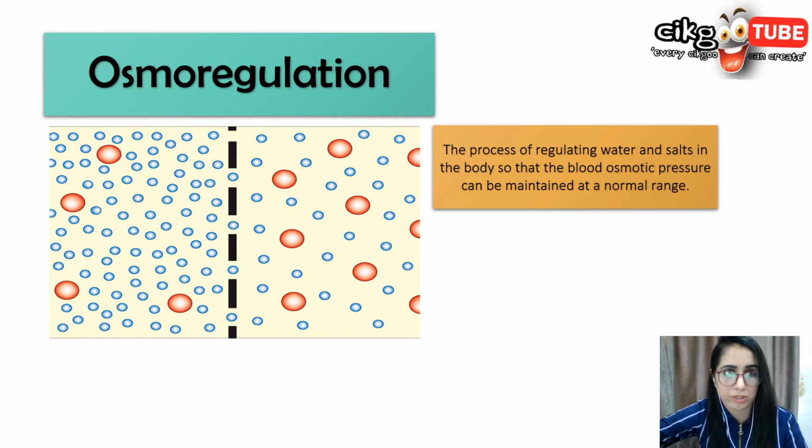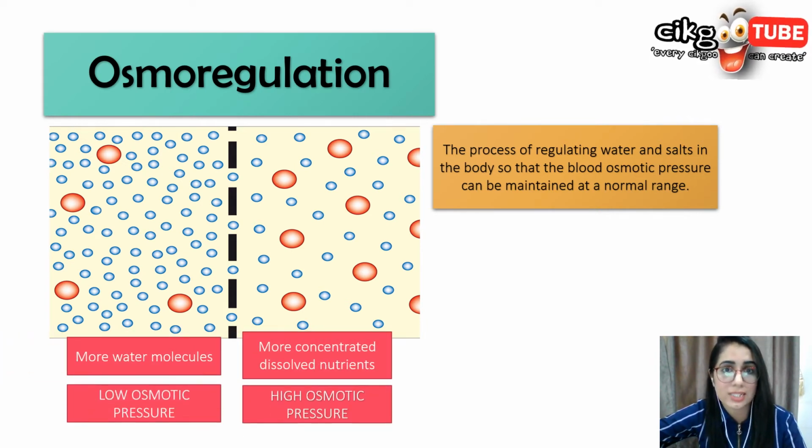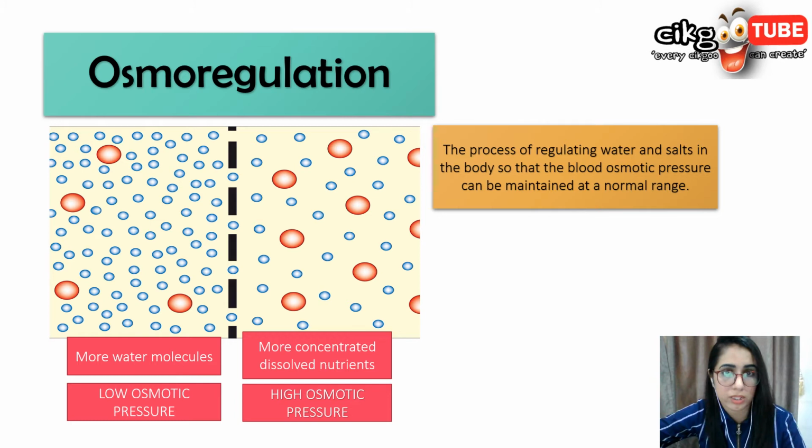Let's look at osmoregulation. Now, before we look at osmoregulation, you should know about osmotic pressure. Osmotic pressure is the force that is produced when water is absorbed by osmosis. The more concentrated the dissolved nutrients, the fewer the water molecules, or the higher the osmotic pressure. Now, water moves from low osmotic pressure to high osmotic pressure.